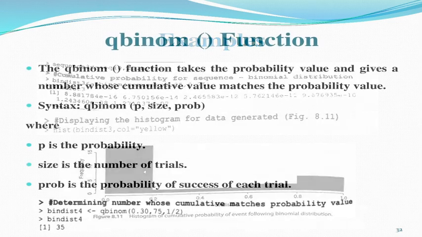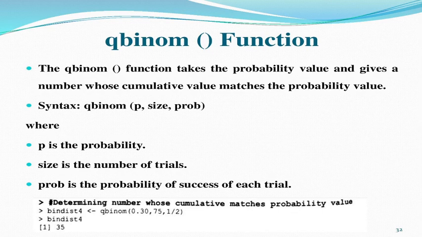The qbinom function takes the probability value and gives a number whose cumulative value matches the probability value. Syntax is qbinom(p, size, prob), where p is the probability, size is the number of trials, prob is the probability of success of each trial. This example shows that 35 is the number generated which has probability of 0.30 when a coin is tossed 75 times.